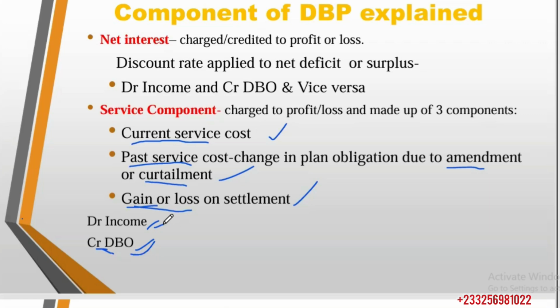Okay. So again, a loss is added to service cost, meaning it is debited to P&L, and the gain is deducted from service cost, meaning a gain on settlement is credited to P&L. We use it to reduce the service cost. We will look at it.